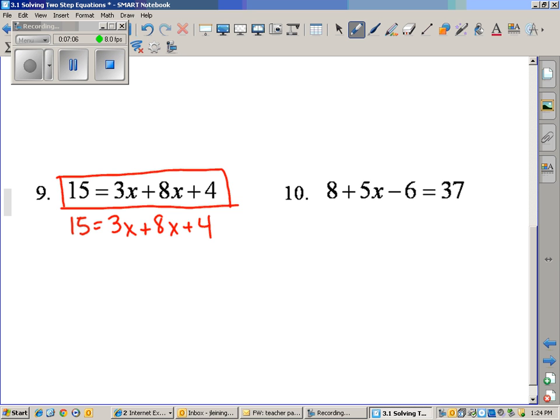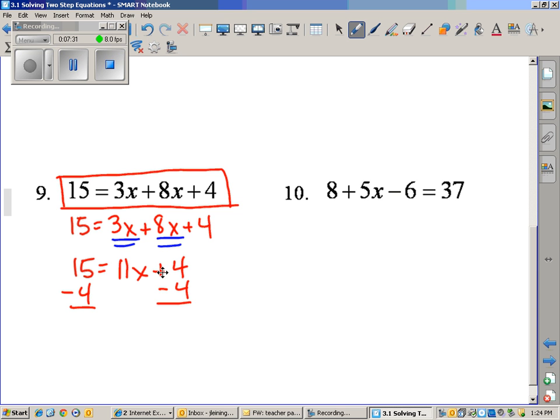There is no distribution, but there are like terms that need to be collected before we do any adding or subtracting or multiplying or dividing. These guys are like terms. Let's just add them up. Get them together. 3x and 8x is 11 x's. And now we have a normal old two-step equation left. We're going to do our adding and subtracting before multiplying and dividing.